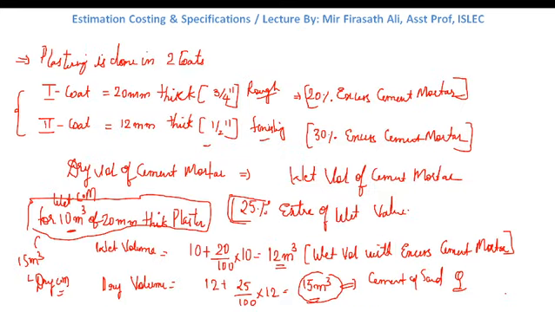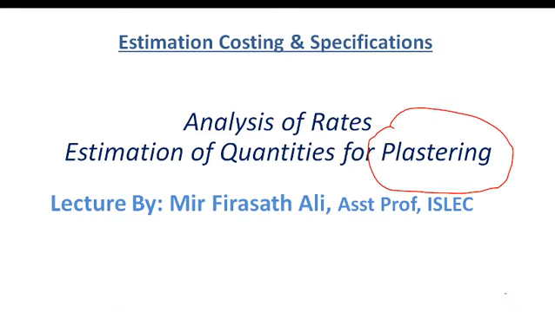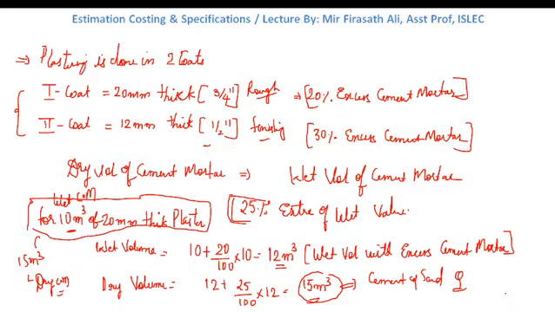This was about estimation of quantities for plastering, and this was for 20 mm thickness first coat. They have asked only for first coat, so we have included it for first coat. If they would have asked for second coat, we should include it for second coat also. Remember this thing, for first coat, for wet volume we take 20% extra to cover undulations and grooves. For second coat we take 30% extra, whereas the relationship between dry volume and wet volume is, dry volume is 25% more than the wet volume.